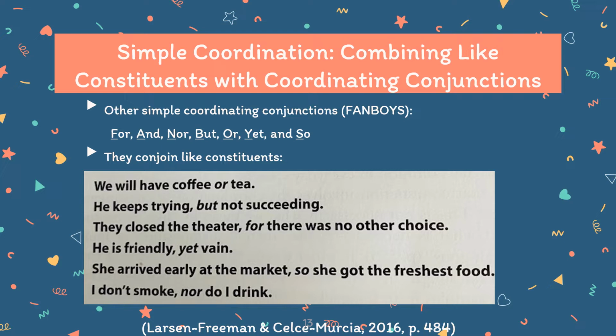So these coordinated conjunctions conjoin like constituents. So here's some examples. We will have coffee or tea. He keeps trying, but not succeeding. They close the theater, for there was no other choice. He is friendly, yet vain. She arrived early at the market, so she got the freshest food. I don't smoke, nor do I drink.